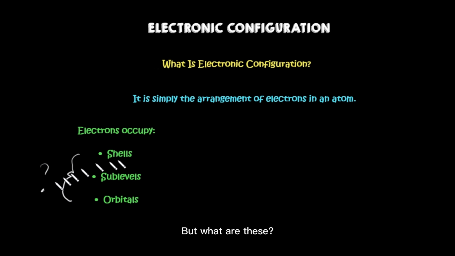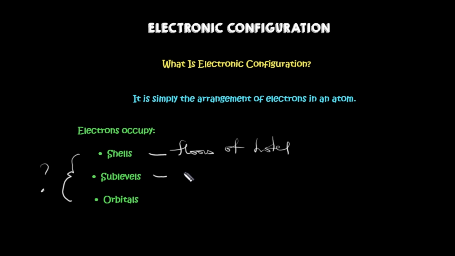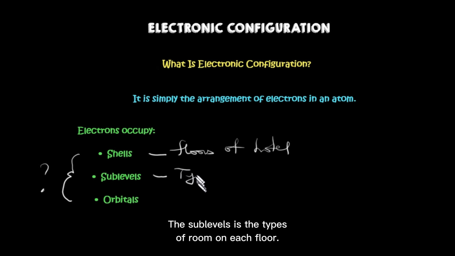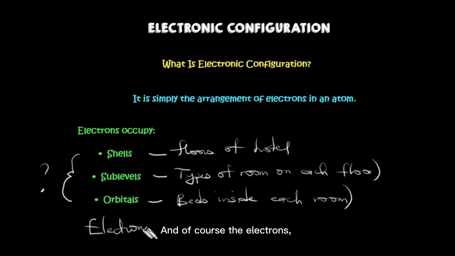But what are these? So think of an atom like a hotel. We have shells as the floors of the hotel. The sublevels are the types of room on each floor. The orbitals are the beds inside each room. And of course, the electrons are people on the bed. Let me explain.